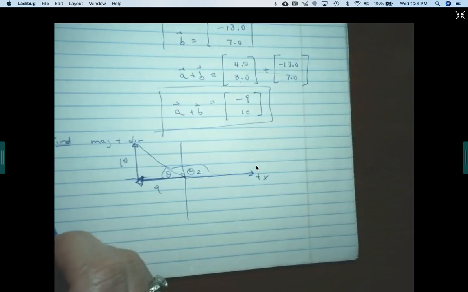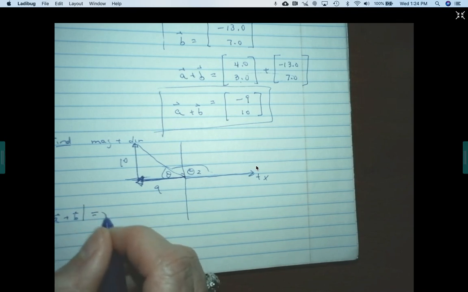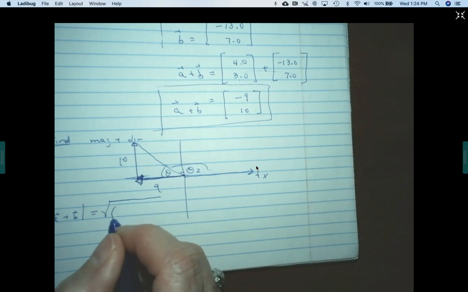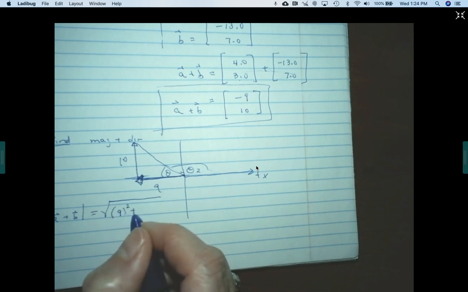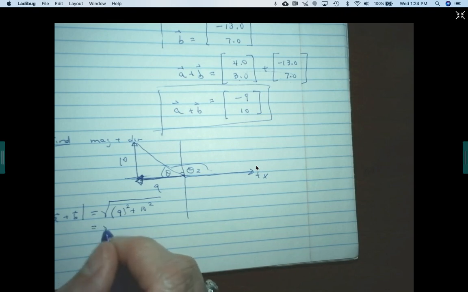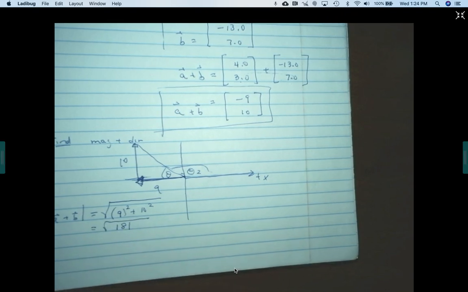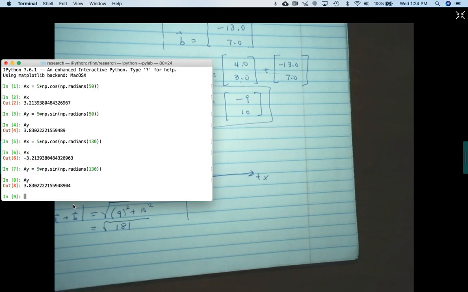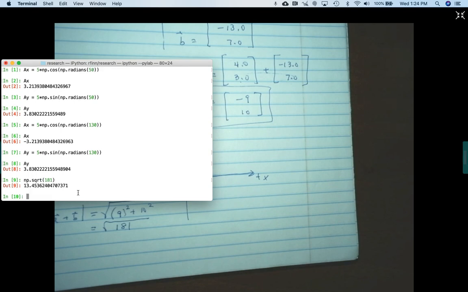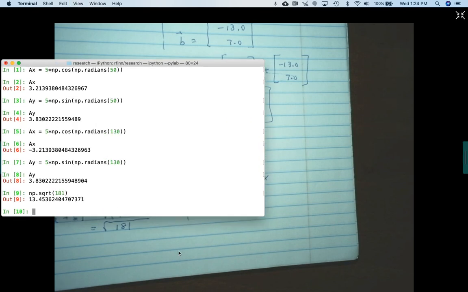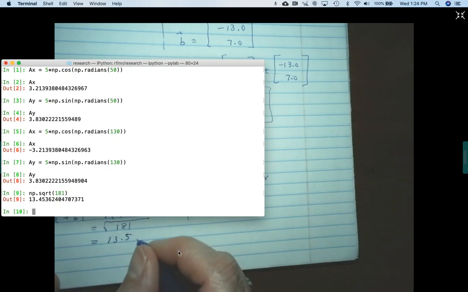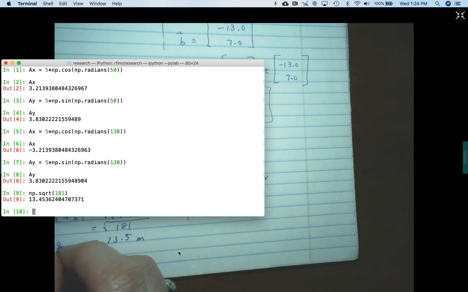Okay, so the magnitude of A plus B, which we write inside the absolute value, is the square root of the components. So 9 squared plus 10 squared is the square root of 181. I don't know off the top of my head, so let's go to Python. Root of 181. A little bigger. Okay, so the length of it is 13.5. I've been a little sloppy. That should be meters. I've been a little sloppy with my units. You can deduct a few points from my solution.